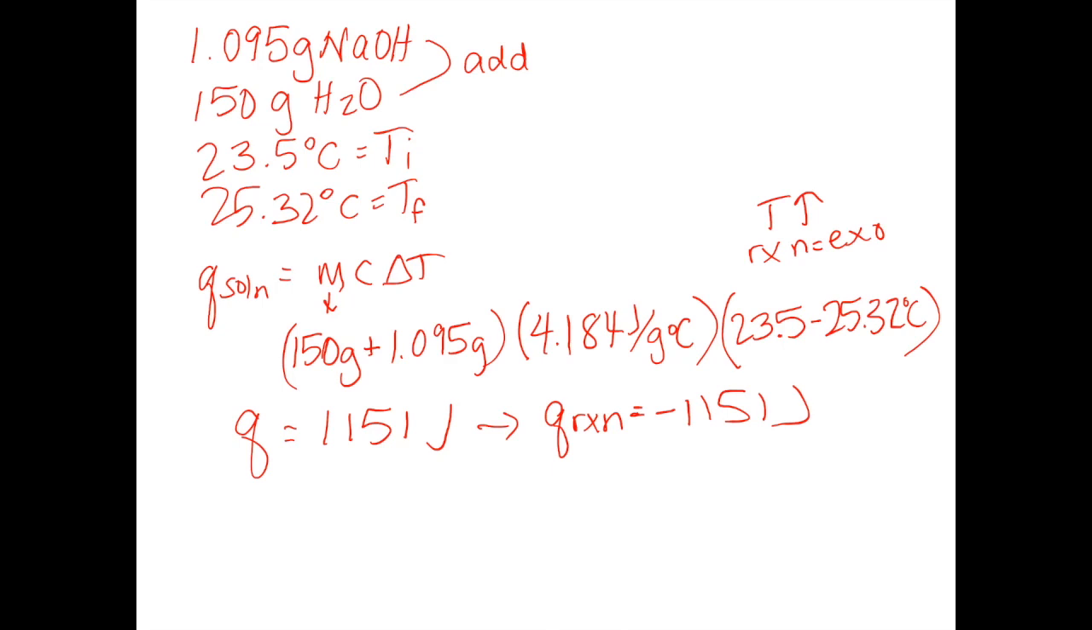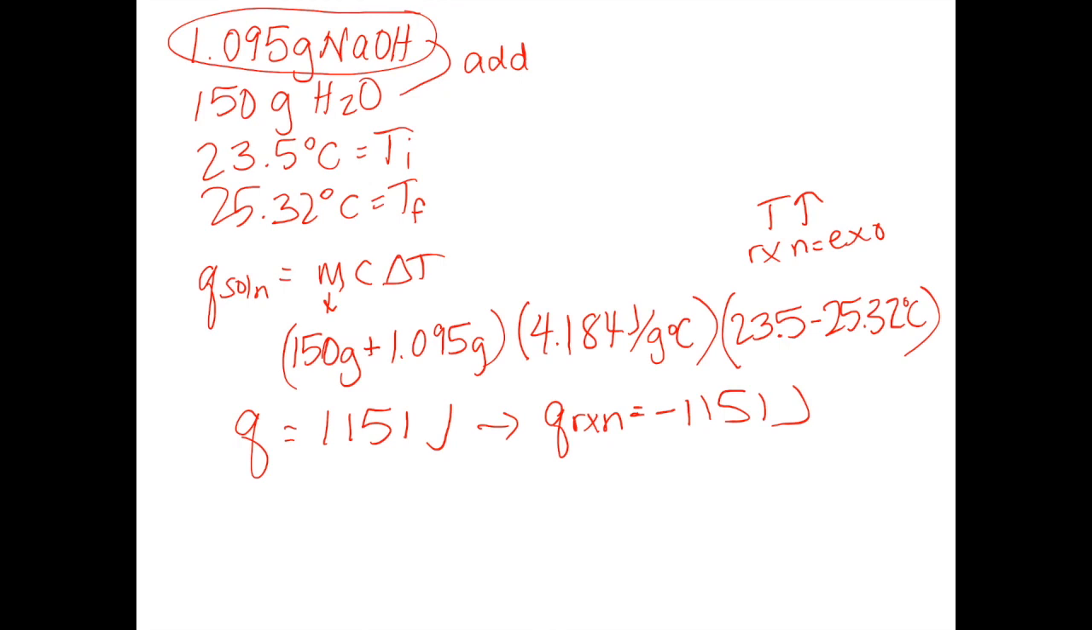Okay, there's Q. Now I have to find delta H, and in order to do that, I have to find moles. What we dissolved, what was actually doing the work, the water was just kind of hanging out. What was doing the work was the NaOH. So I need to use the molar mass, which I get from my periodic table. And if you need to review how to find molar mass, please do that.